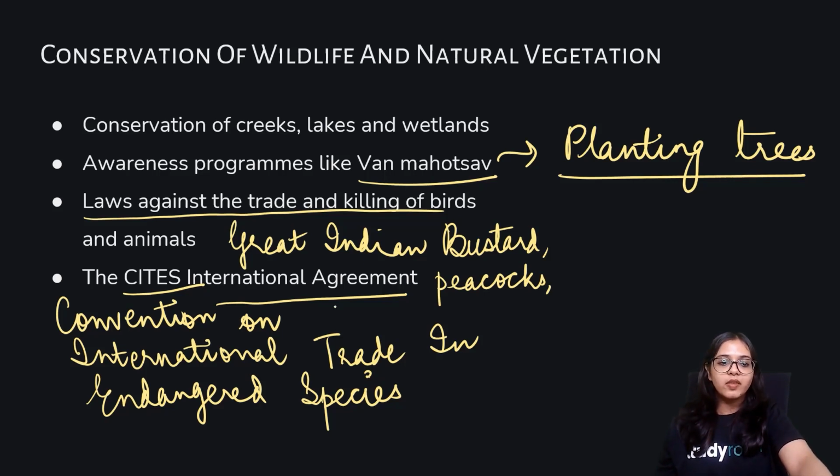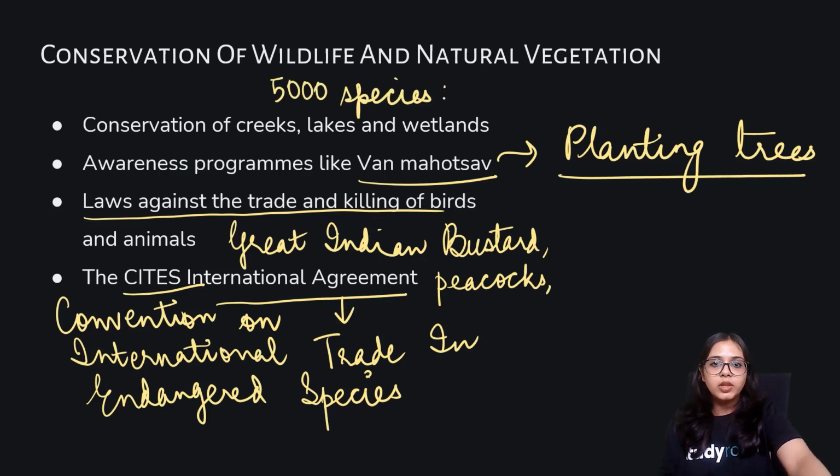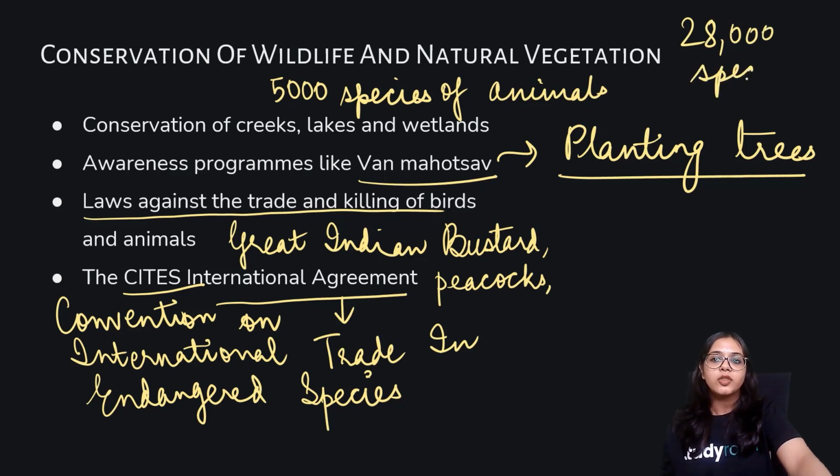Okay, so this Convention on International Trade in Endangered Species of wildlife, flora and fauna has worked in order to conserve 5,000 species of animals, all right, and more than 28,000 species of plants. All right. So this is an international agreement between different governments, different countries.